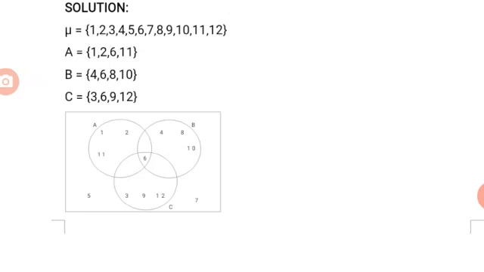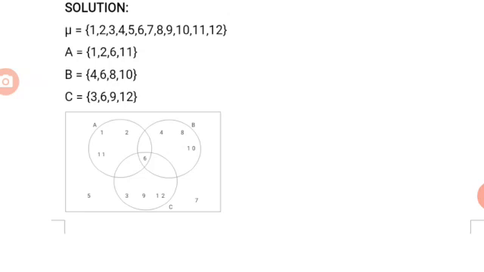Look at A intersection B. A intersection B has 6 as the common element. So we have 1, 2, 11.